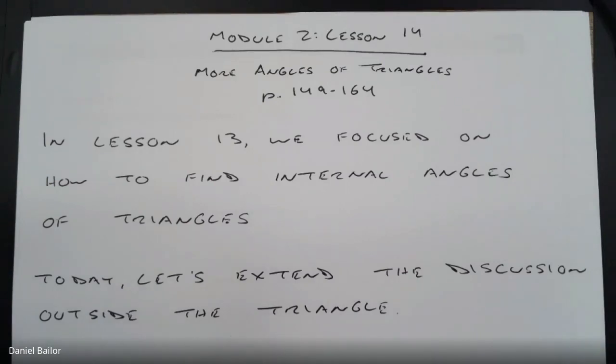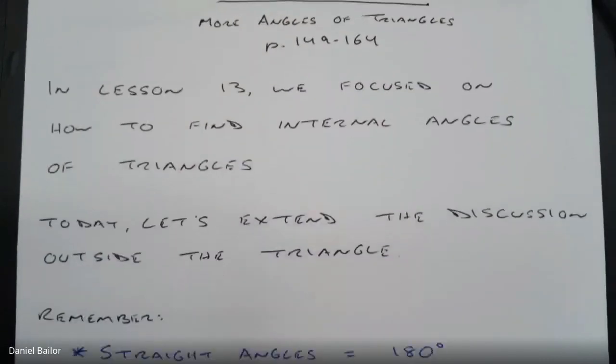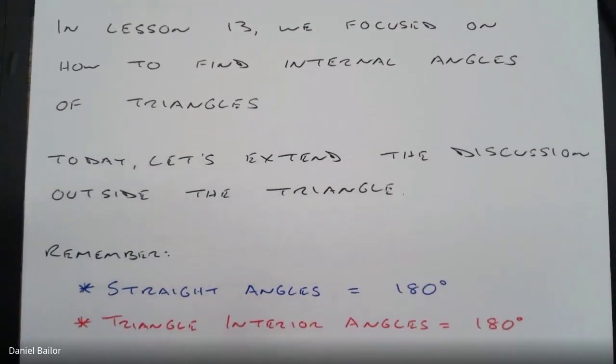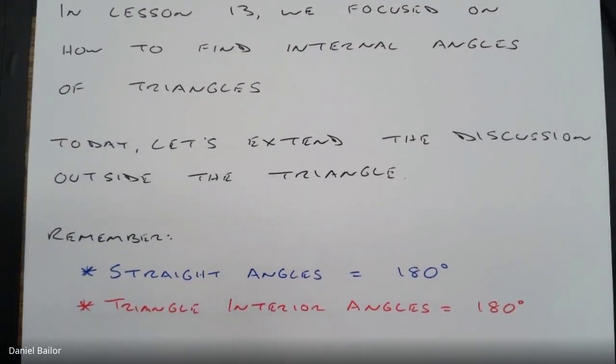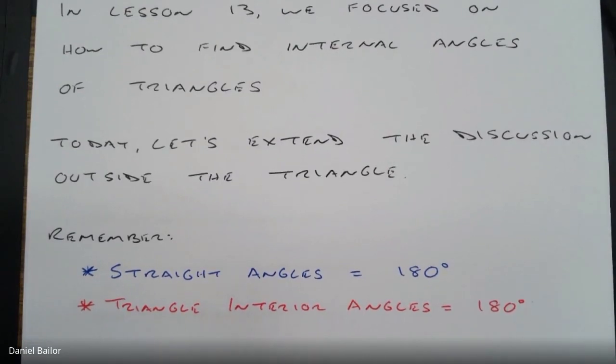So in Lesson 13, we focused on how to find internal angles of triangles. Today, let's extend this discussion outside the triangle. And there are two details I want you to remember. We did talk about them yesterday. But I need you to remember today that straight angles are 180 degrees. Straight angles make 180 degrees. Super important to remember that.